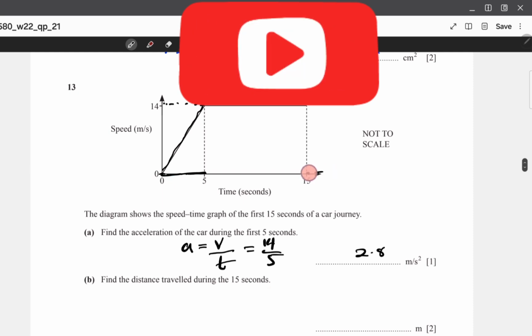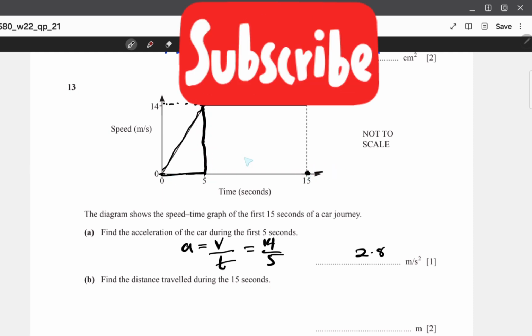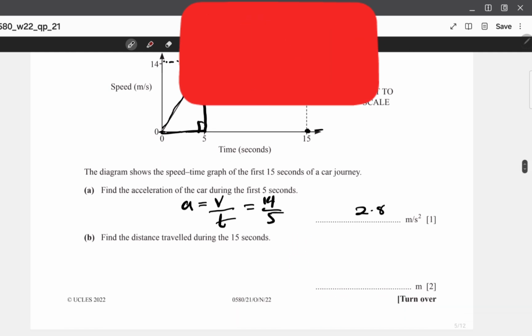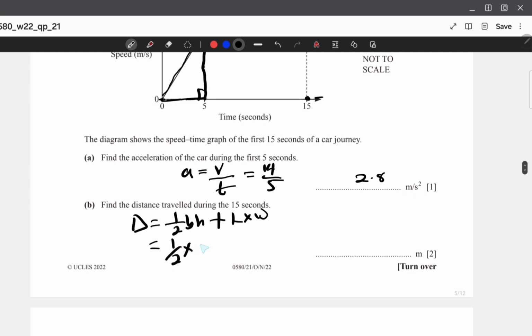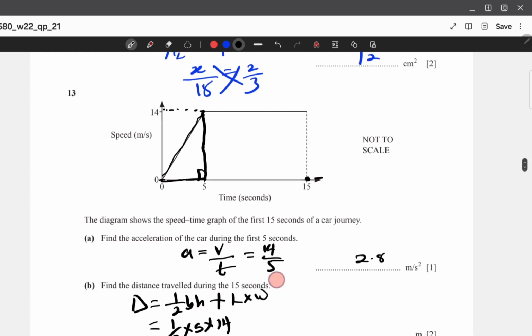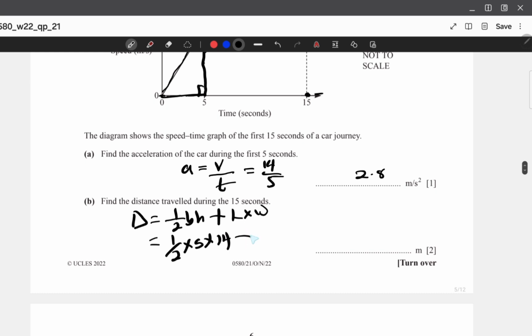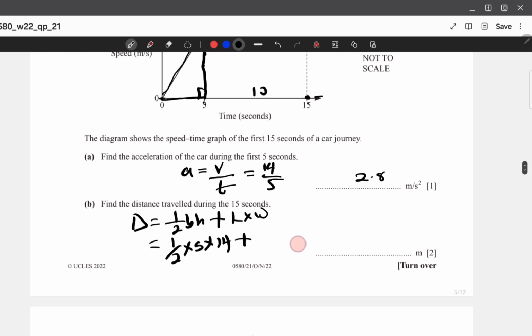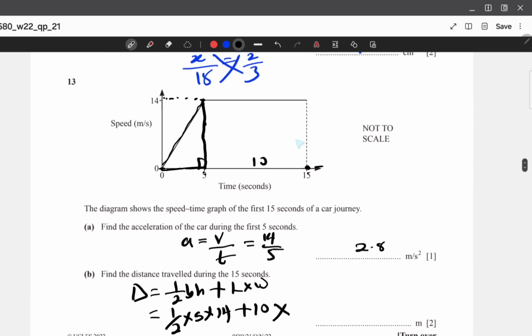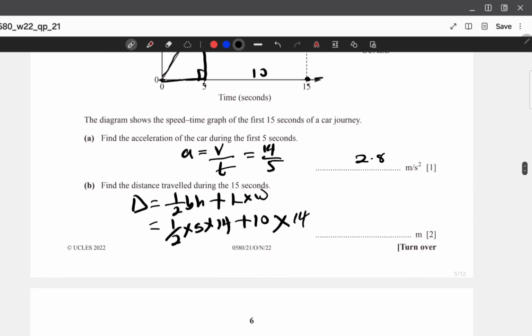Then they asked us to find the distance traveled during the 15 seconds. So the total distance in here. If you look at this, you have two shapes. You have a right angle triangle and a rectangle. So the total distance, you just use the formula, the area of the triangle, which is half base times height, plus the area of the rectangle, which is length times width. So that will now be 1 over 2, the base in this case is 5, height is 14, because you can see it is 14. Then plus the length in this case is from here to here, so the difference from 5 to 15 is 10. So that will be 10 times our width, which is 14, also 14. So that is 2 here 1, 2 here 7, that is 35 plus 140, and that'll give us 175 meters.